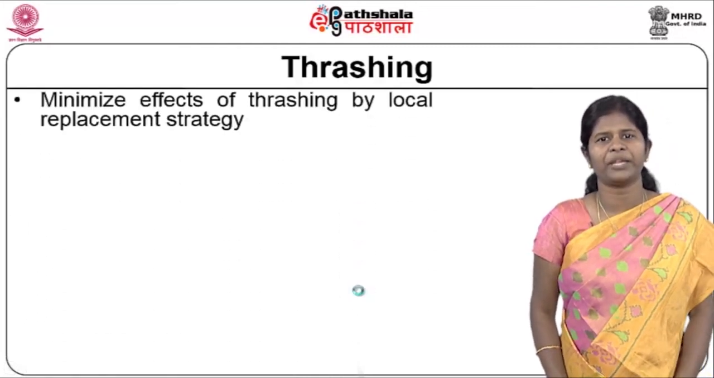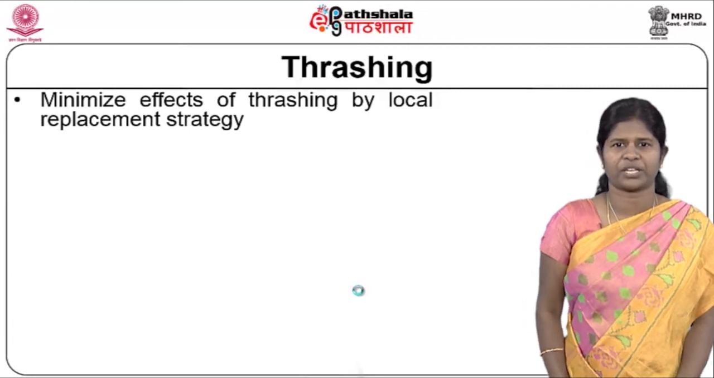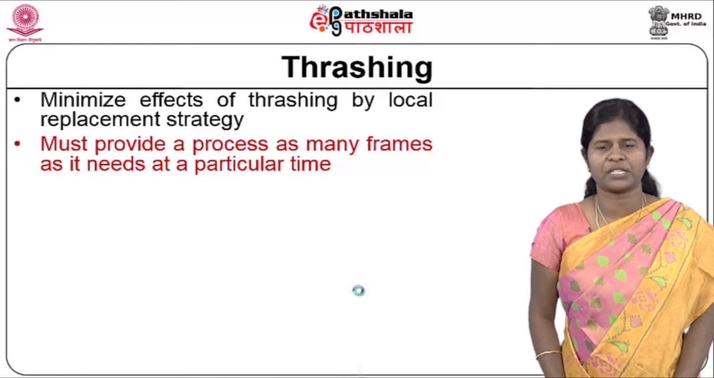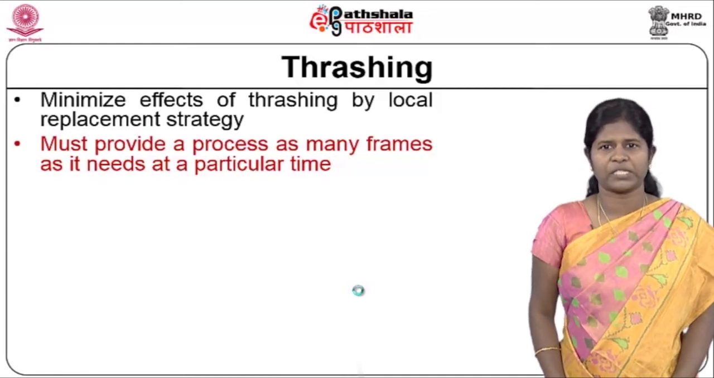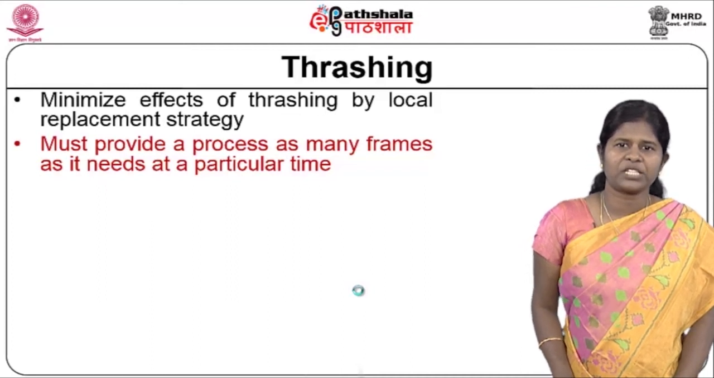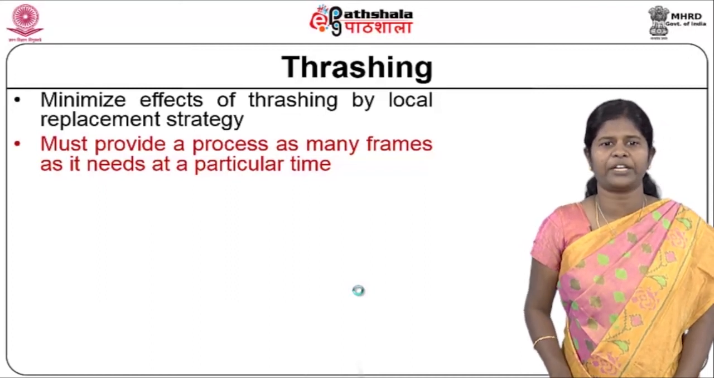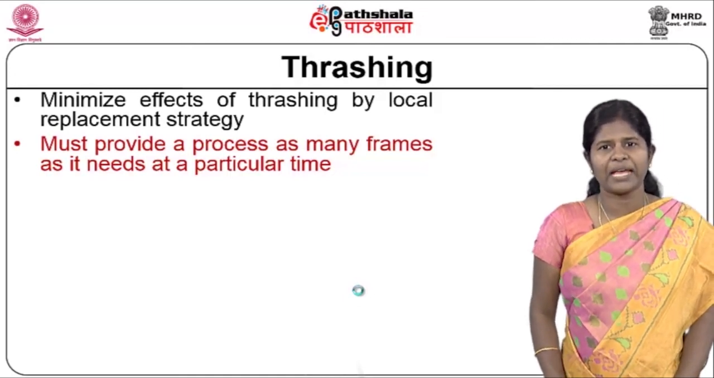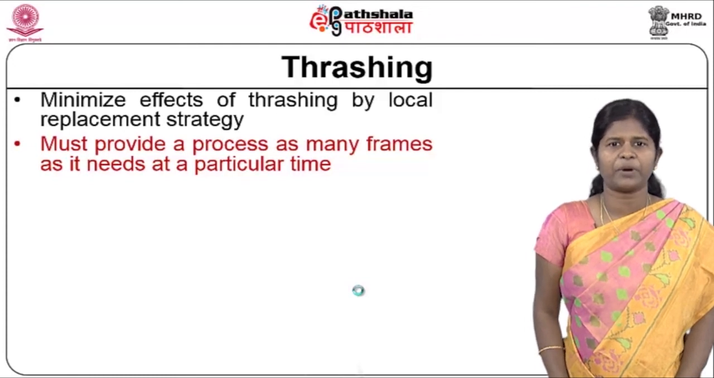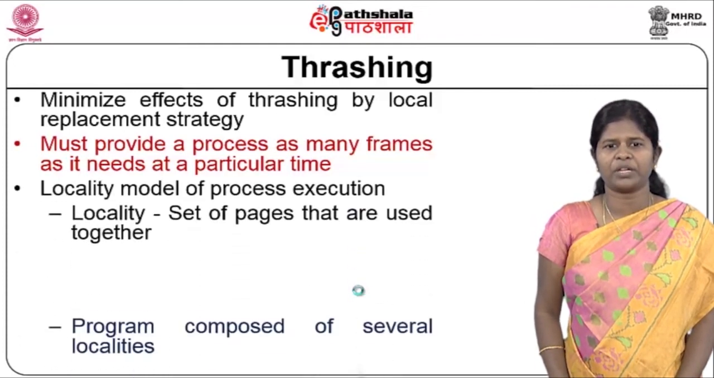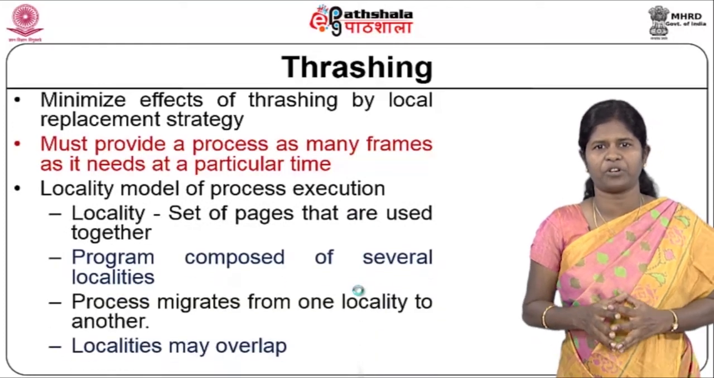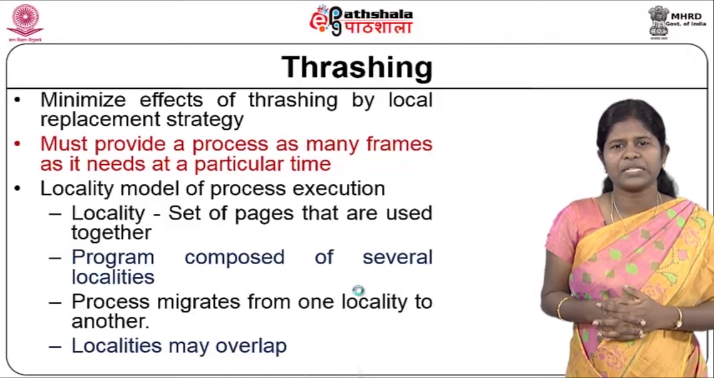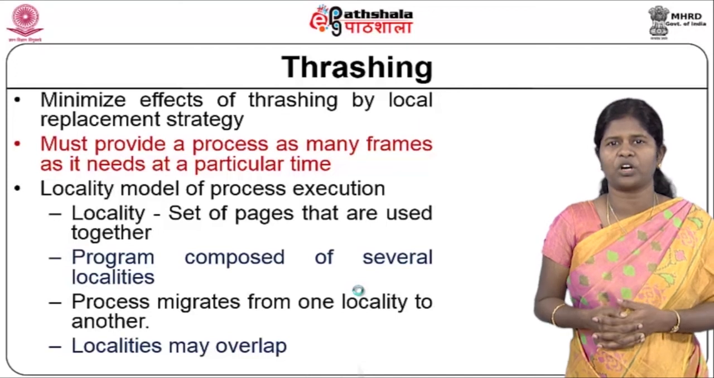So, how do you minimize the effects of thrashing? Minimizing the effects of thrashing can be done by a local replacement strategy. In local replacement, you try to replace only a page within the pages that are allocated to that particular process. And you must provide a process as many frames as it needs at a particular time. At a particular time, a process may need some minimum number of frames, and that depends on the locality of the process. So, this is supported by the locality model of process execution.